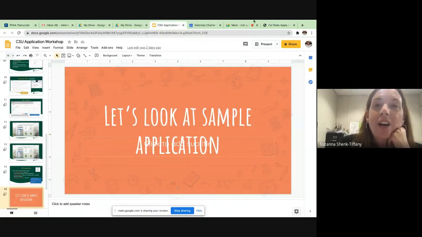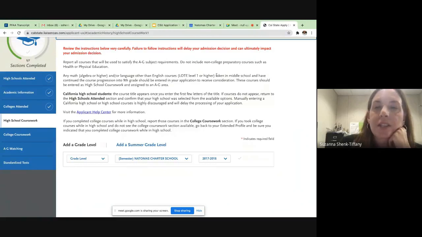Okay, so you're right. Health is not an A through G course. It's just a state requirement. So we wouldn't put health on here. Same thing with PE. We would not put PE on here, okay? Same thing with video game production. It's too technical, so they won't accept it because it's so computer technical. And so we wouldn't put that course on either. So no PE, no health, and no video game.